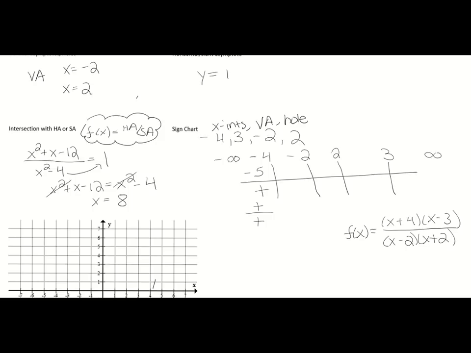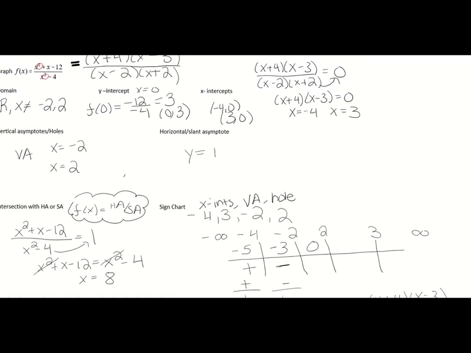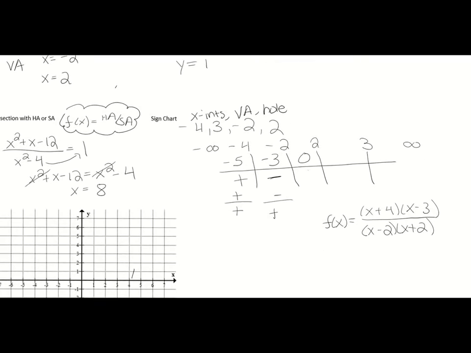All right, next interval, -3. Okay, so -3 plus 4 is positive. -3 minus 3 is negative. So it's a negative in the top. -3 minus 2 is negative. -3 plus 2 is a negative. So that's a positive in the bottom. So it gives me a negative. 0, well, we already did 0. That was the y-intercept. So that gives us a positive 3.